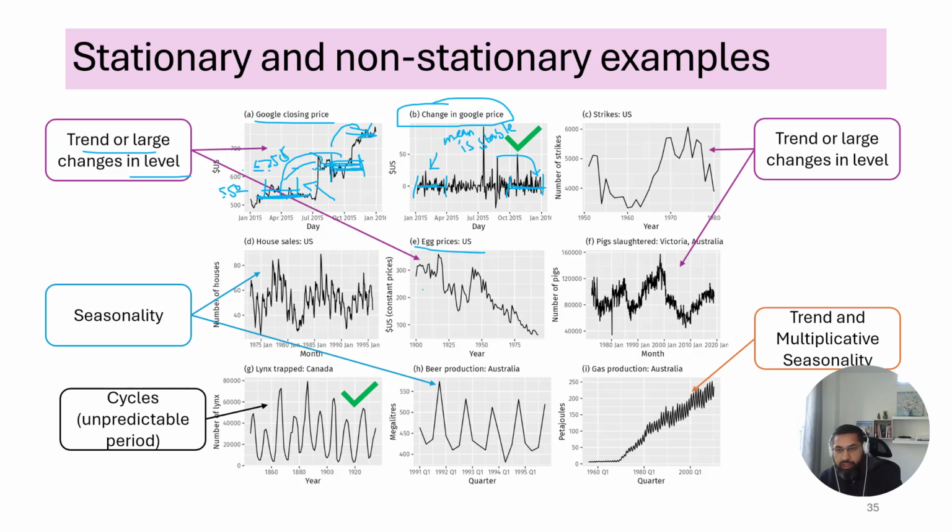Same thing with egg prices in the US. Eggs used to be very expensive, and between the 1900s and 1975 they became cheaper. You can see this trend. So that's not stationary either, because there's a trend.